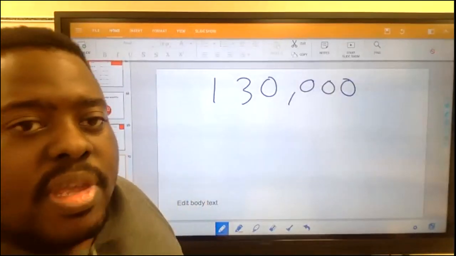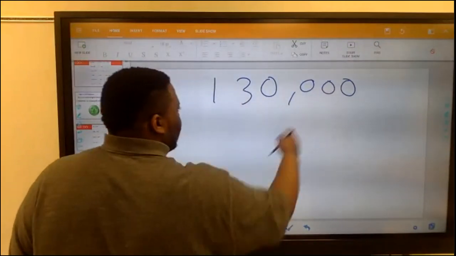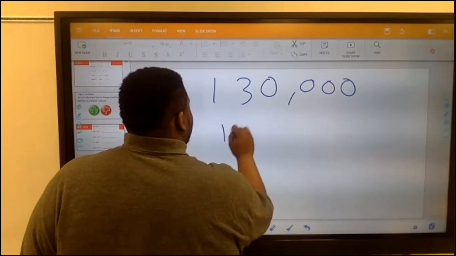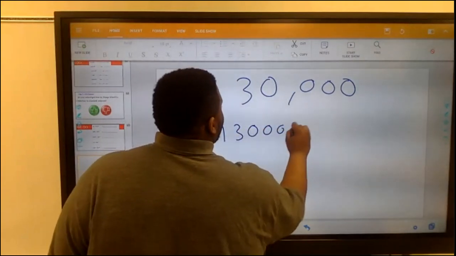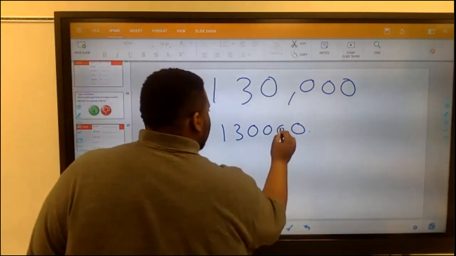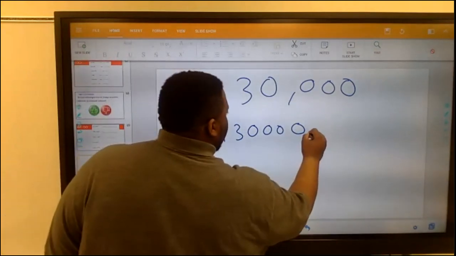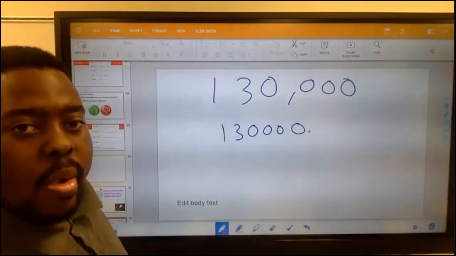Isn't the beginning where you start from the 0? This is a whole number though, remember? Oh, okay. My bad. Right. For all whole numbers, your decimal point will be at the very end. So this is 130,000, and we write it just like this. That's what my decimal point is right here. That's a whole number.